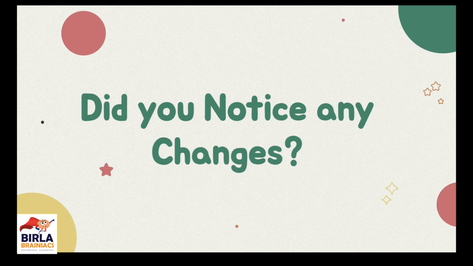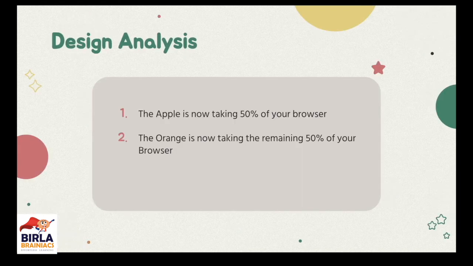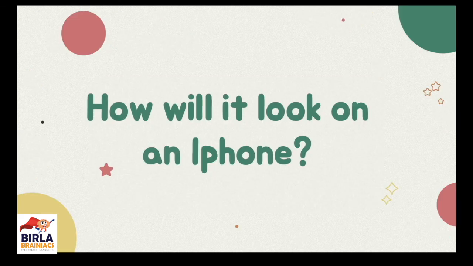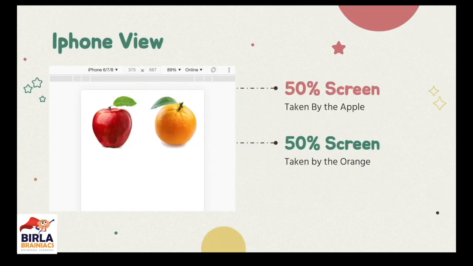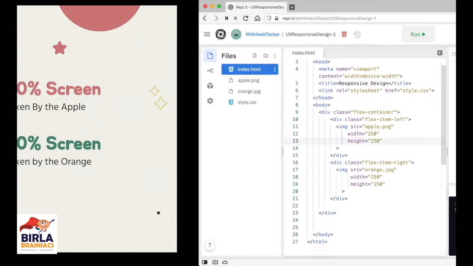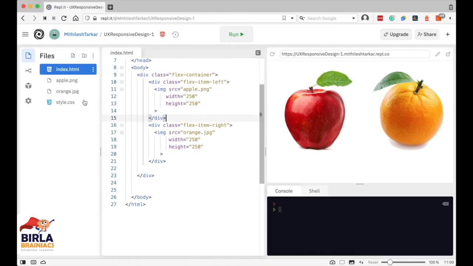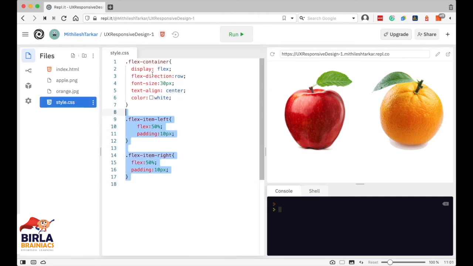So what all changes did you notice? If we do the design analysis, this is what we will find, that the Apple is now taking 50% of the browser and the orange is now taking 50% of the remaining part of the browser. Alright, so how will it look on an iPhone? So this is how it is going to look on an iPhone. 50% screen will be taken by the Apple and 50% will be taken by the orange. Alright, so this is how we can create a responsive design using the Flex module of CSS. So let's now go to the next step, which is adding media queries.